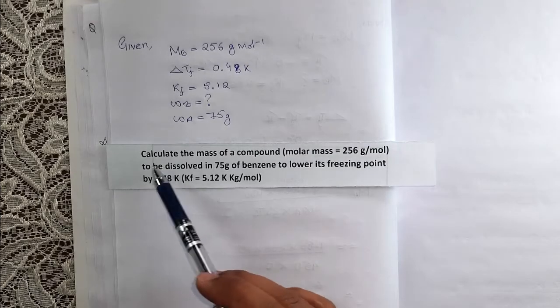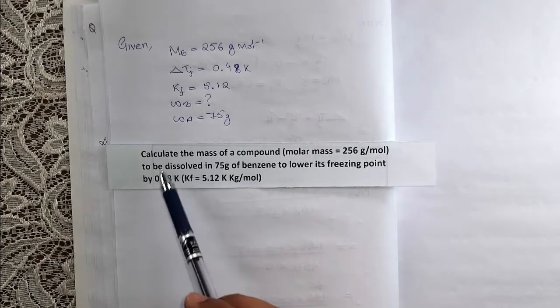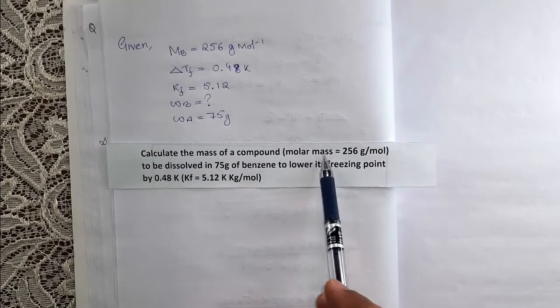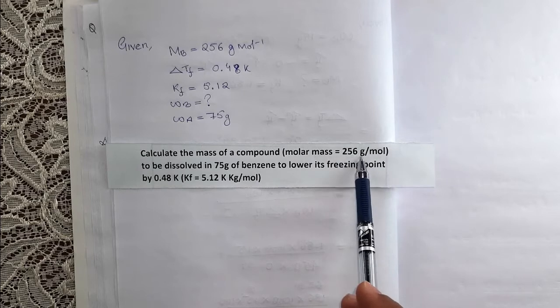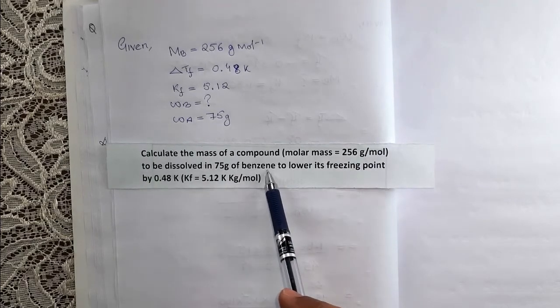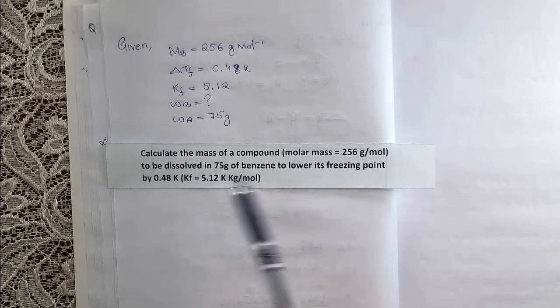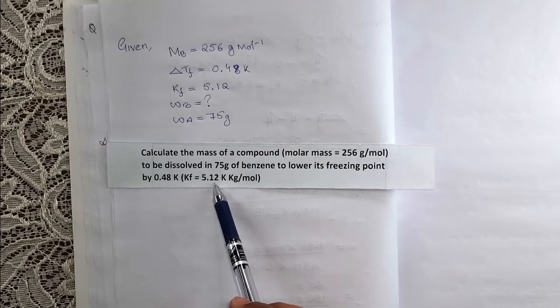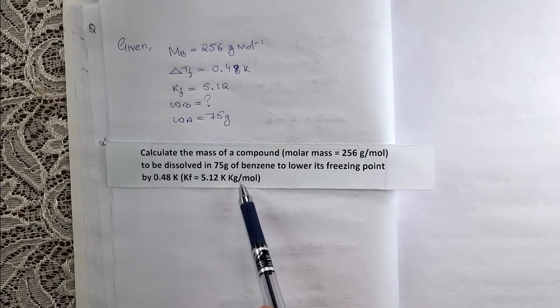So out here, I have written down the givens from this question. Calculate the mass of a compound, molar mass equal to 256 gram per mole, to be dissolved in 75 gram of benzene to lower its freezing point by 0.48 Kelvin. Kf is equal to 1.2 Kelvin kg per mole.